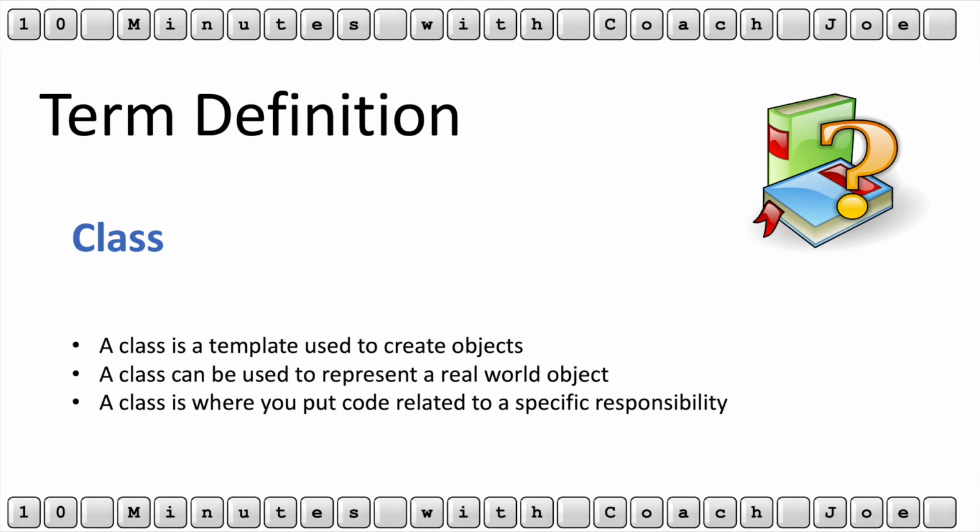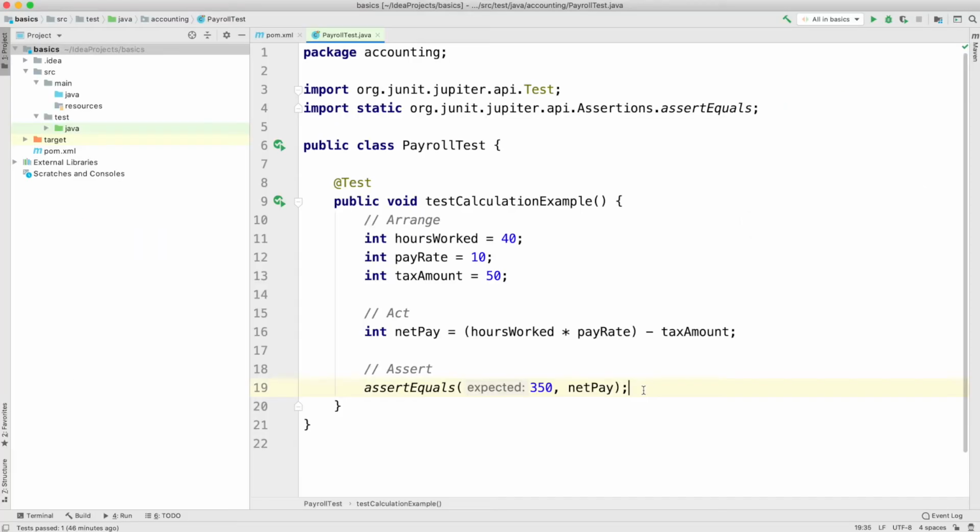A class is where you will do a variety of work. A class is a template used to create objects. A class can be used to represent a real-world object. A class is where you put code related to a specific responsibility.